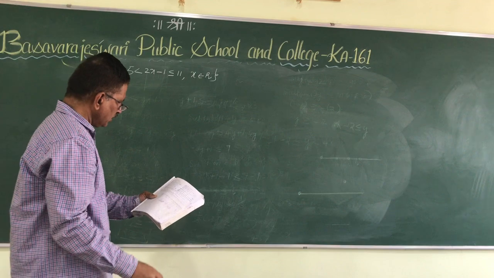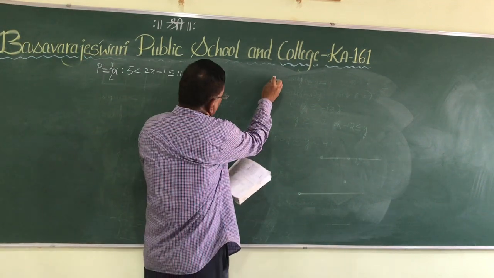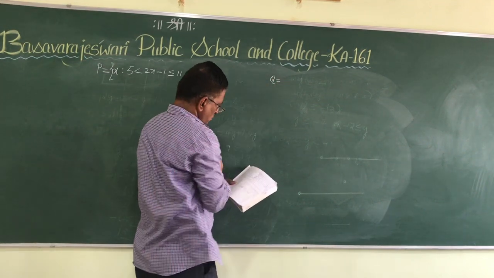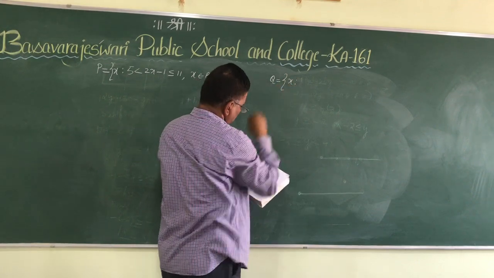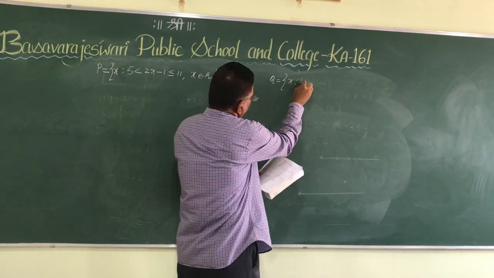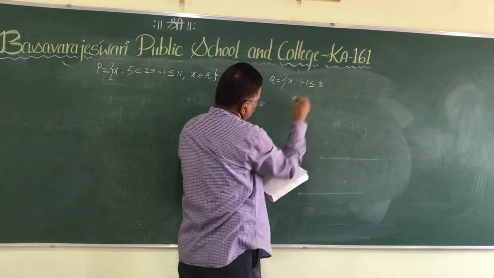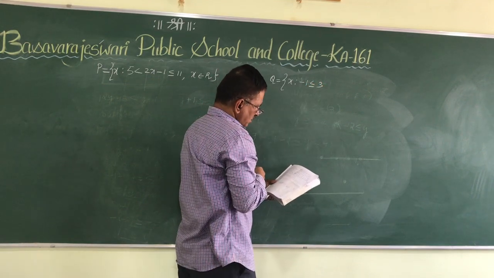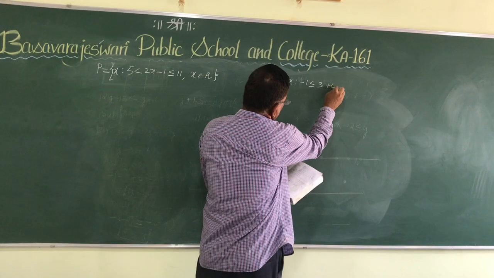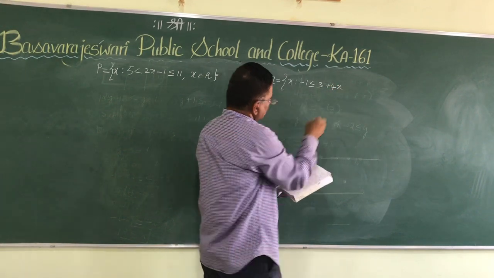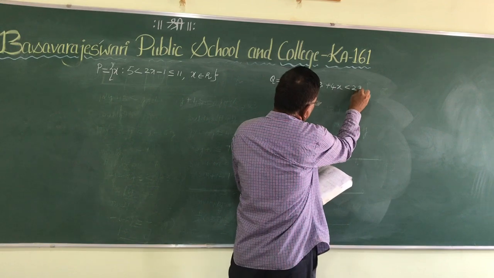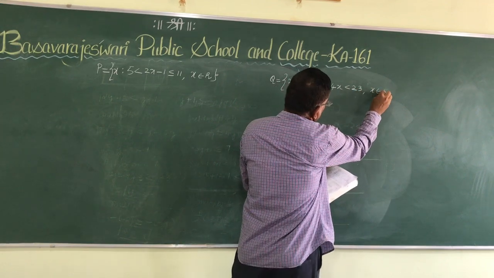Then in the second question he has given Q is equal to x such that minus 1 is less than or equal to 3 plus 4x, which is less than 23, where x belongs to I.